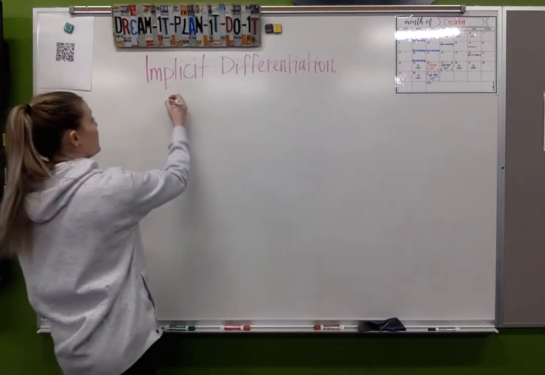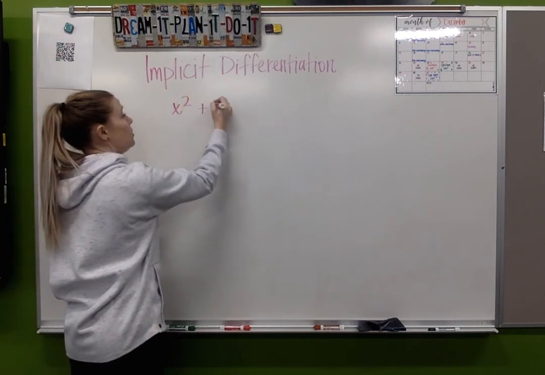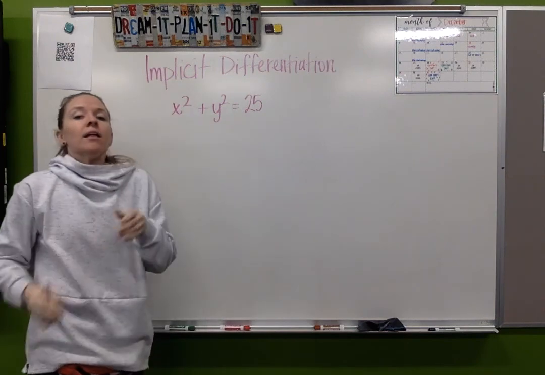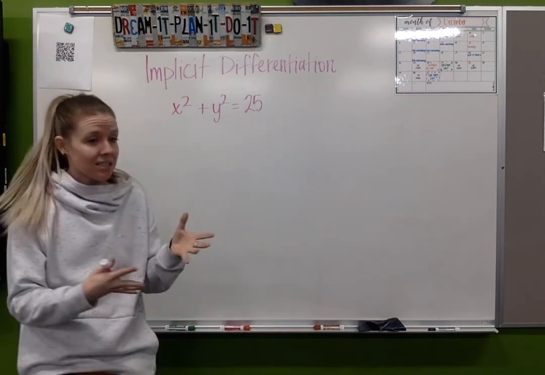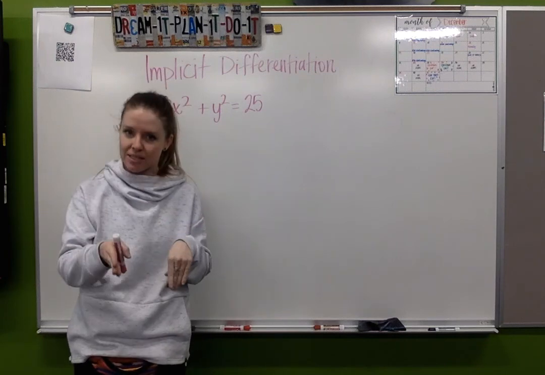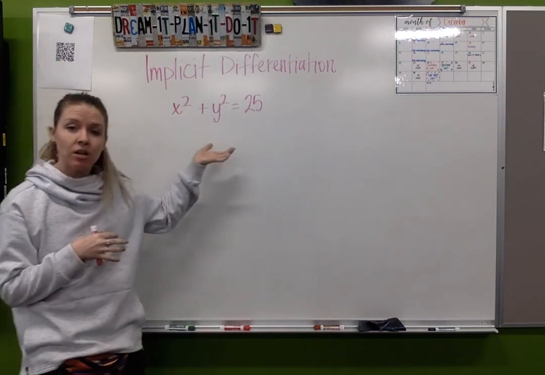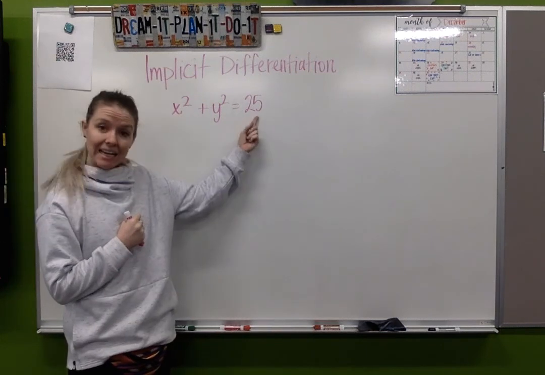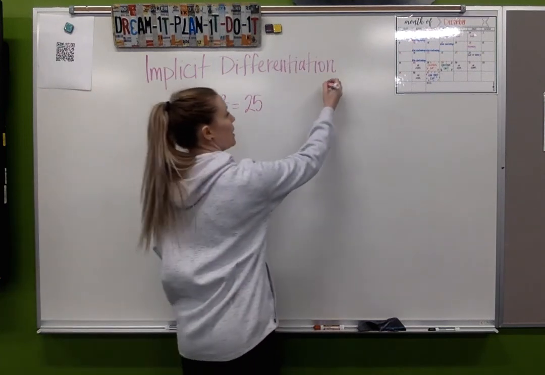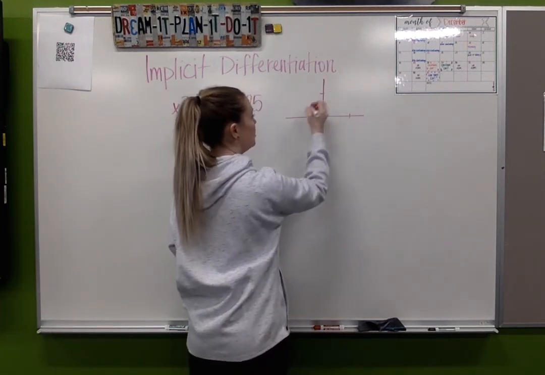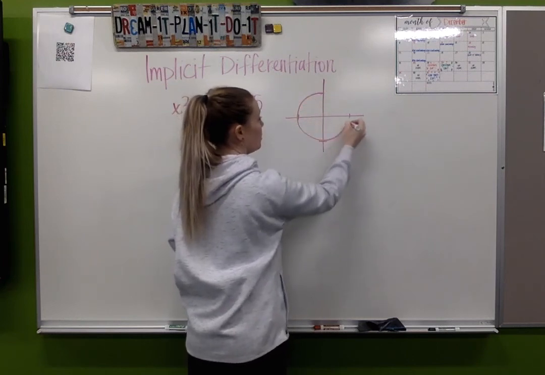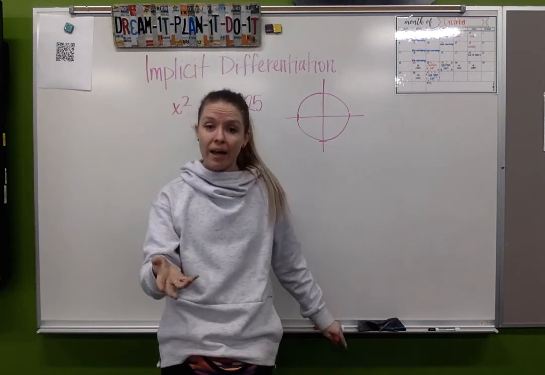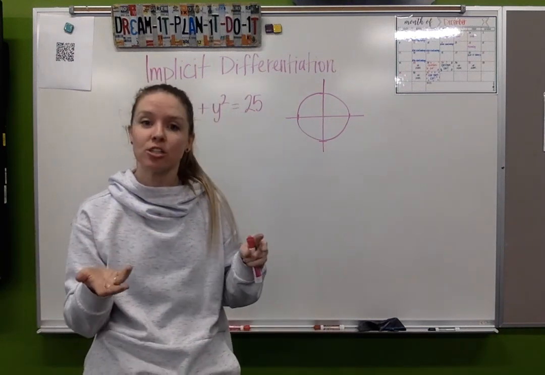If we had x squared plus y squared equals 25. This isn't really a function because it doesn't pass the vertical line test. But this equation represents a circle centered on the origin with a radius of 5. So if we look at that graphically, quick sketch, it looks something like this. Here is why implicit differentiation comes into play and how it's actually kind of cool.